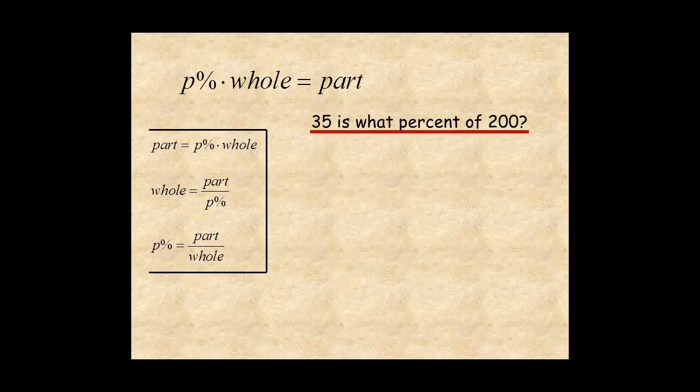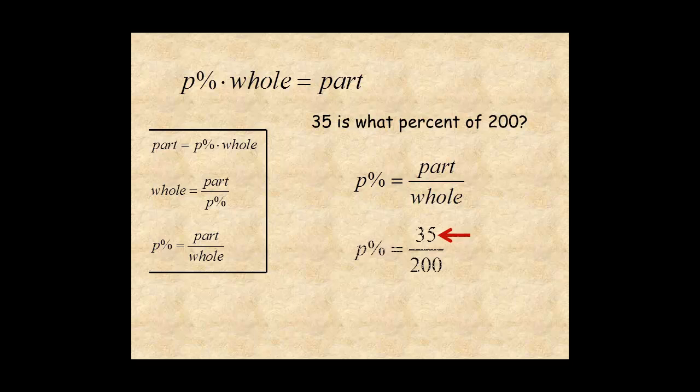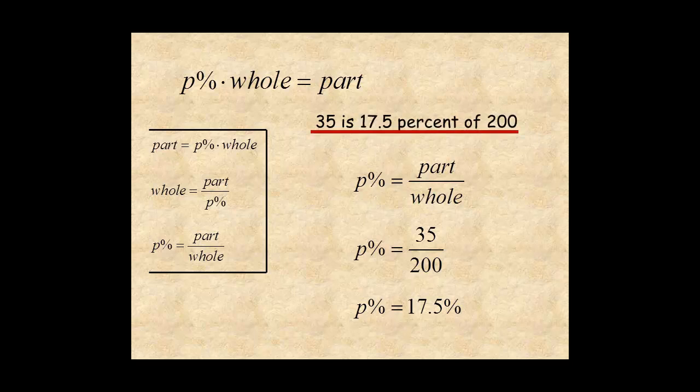The third question. 35 is what percent of 200? For this question, you're asked to find the percent. Substitute into the model. Part equals 35, and whole equals 200. Then do the long division. And the answer is 0.175, which is 17.5%. And so 35 is 17.5% of 200.